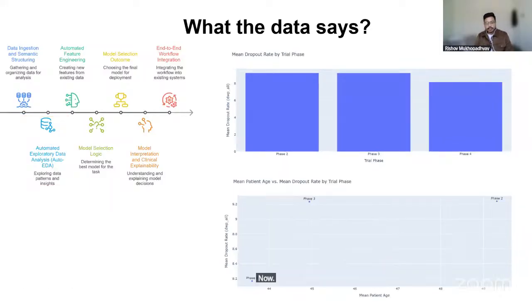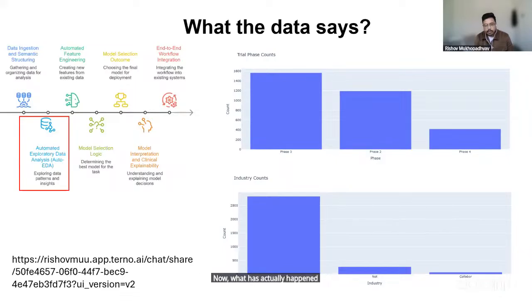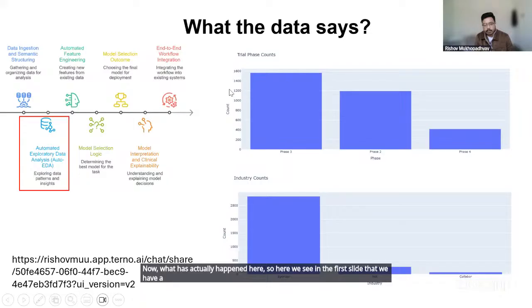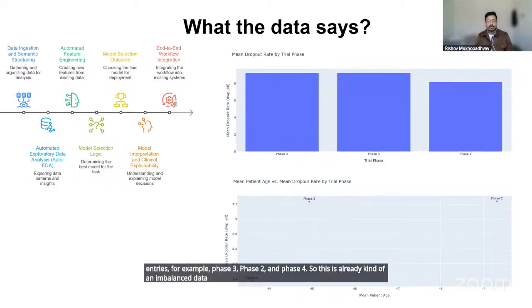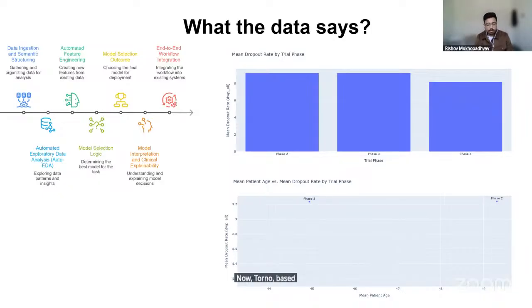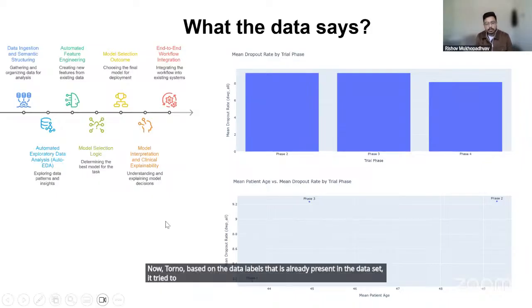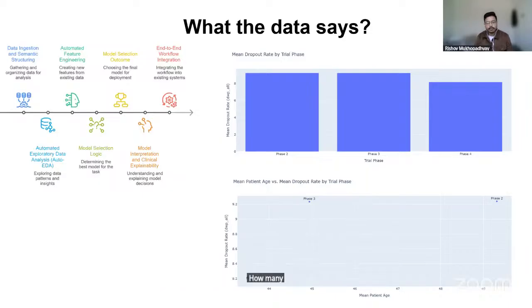Now, what has actually happened here? So here we see in the first slide that we have different phases, like number of entries, for example, phase 3, phase 2, and phase 4. So this is already a kind of imbalanced data. Now Torno, based on the data labels that are already present in the data set, tried to make a mean dropout rate from all those trials. So it tried to understand how many trials are showing as a dropout, or how many trials are showing a risk of dropout.